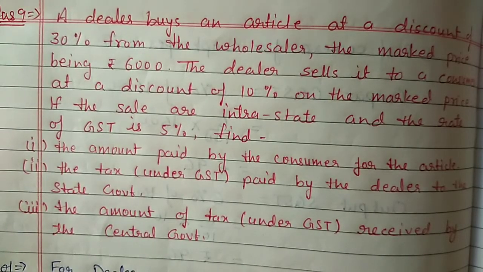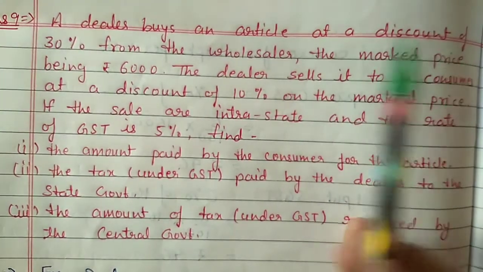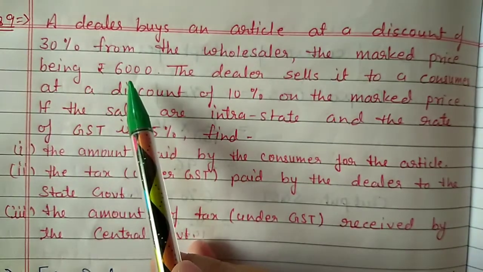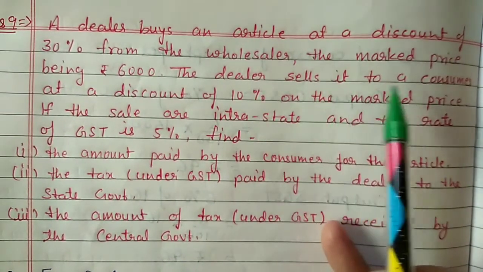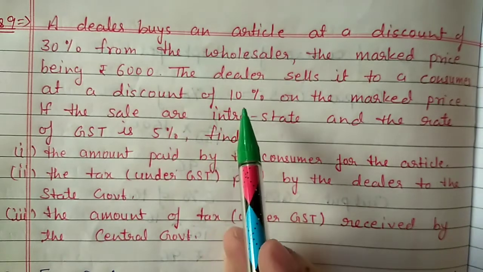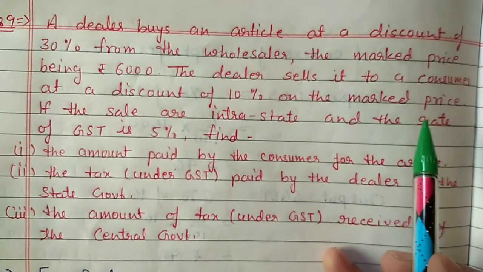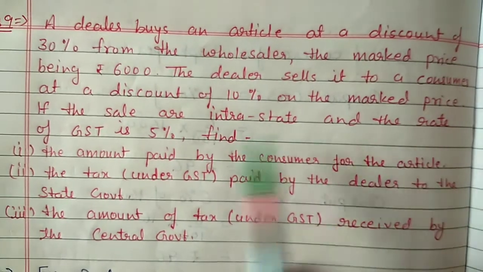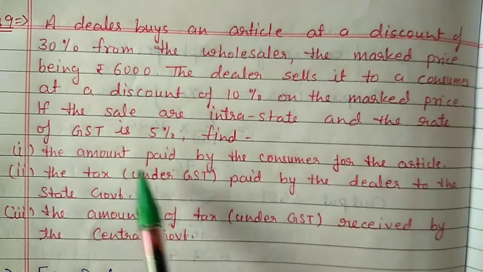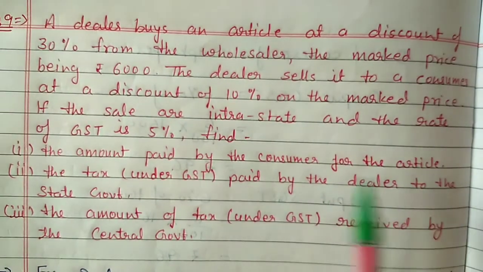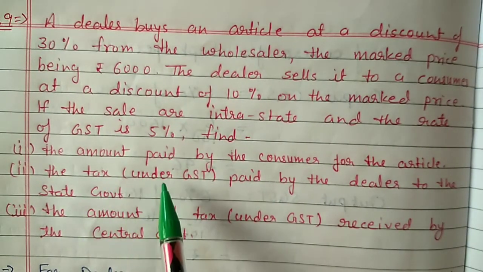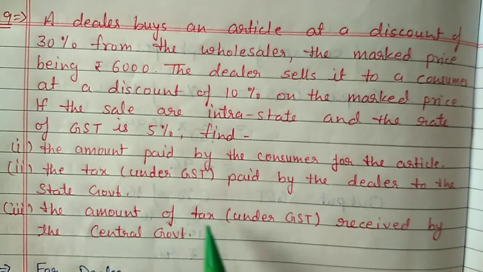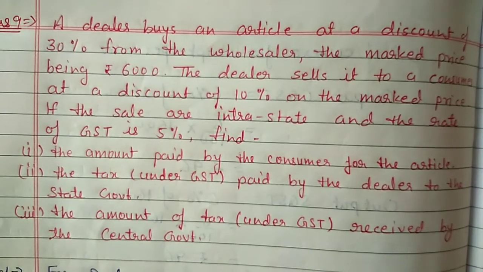Question number 9. A dealer buys an article at a discount of 30% from the wholesaler, the marked price being 6000 rupees. The dealer sells it to the consumer at a discount of 10% on the marked price. If the sale is intrastate and the rate of GST is 5%, find first, the amount paid by the consumer for the article. Second, the tax under GST paid by the dealer to the state government. And third, the amount of tax under GST received by the central government.